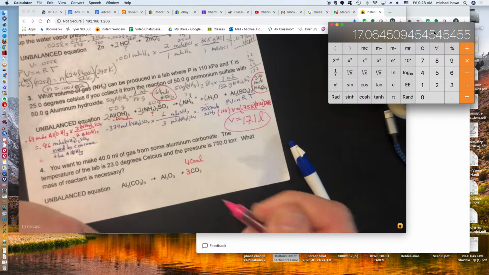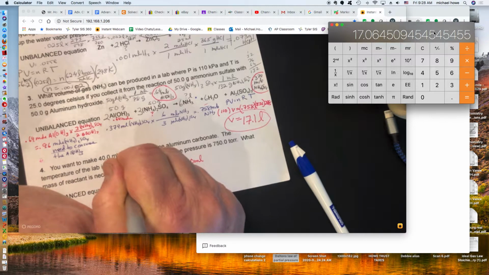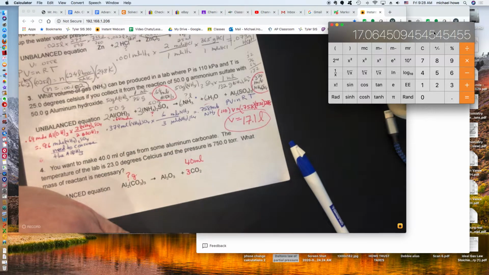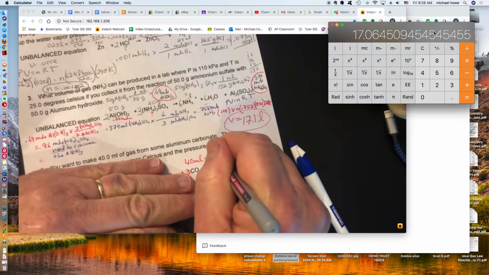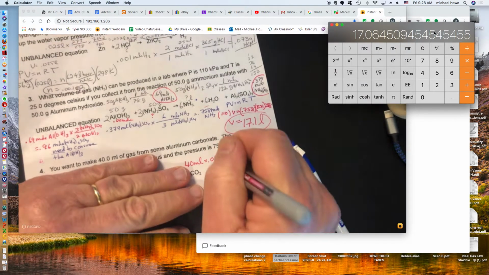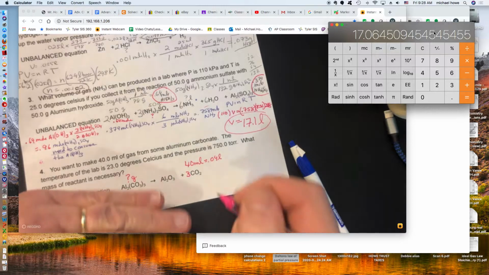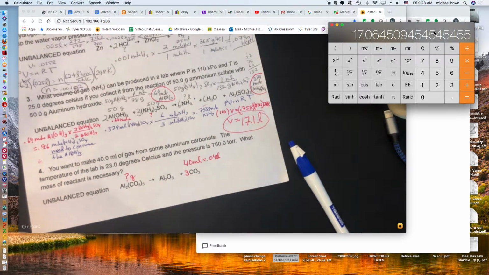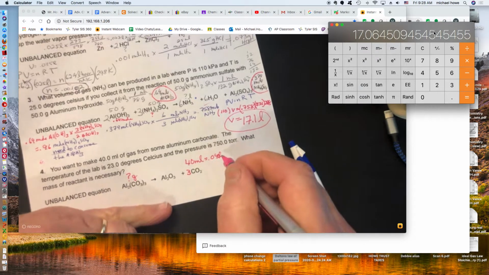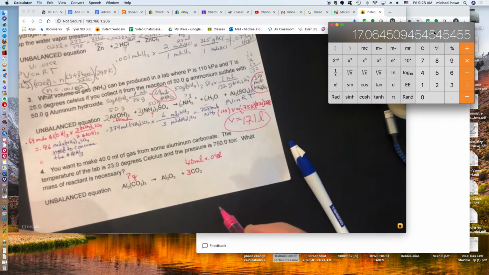And you want to know what mass of reactant is necessary, so you're looking for the number of grams of aluminum carbonate. What will you need to do first? You'll need to change to moles. So how do you change to moles? Well, first of all, this needs to be in liters. 0.04 liters. Or that's fine, 0.040. Technically it's 0.0400 because of the way I did the sig figs. All right, so 0.04 liters. Can you just go straight to moles by using the 22.4?